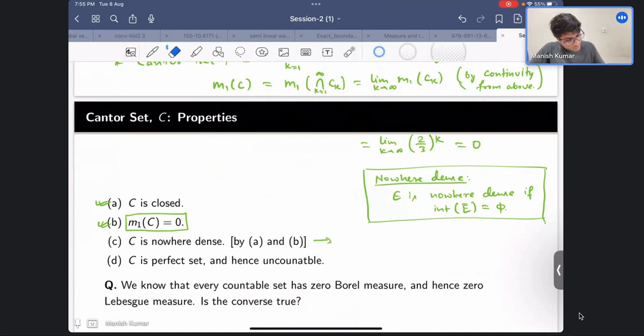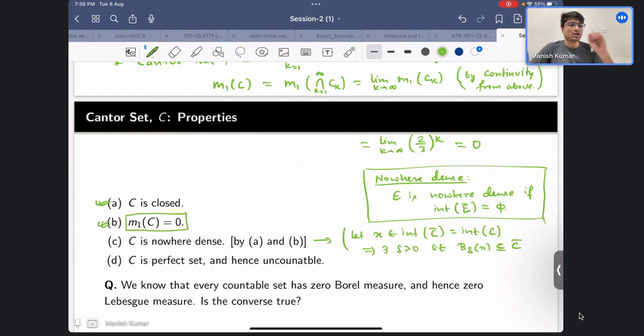So we have to prove that the interior is empty. So let's say, let X belong to interior of C closure. Okay, now since C is closed, this means that this is interior of C. Right? Since C is closed, C closure is equal to C. So suppose X belongs to interior of C, then this implies that there exists delta greater than 0 such that B delta of X should be contained in C closure, because interior is what?